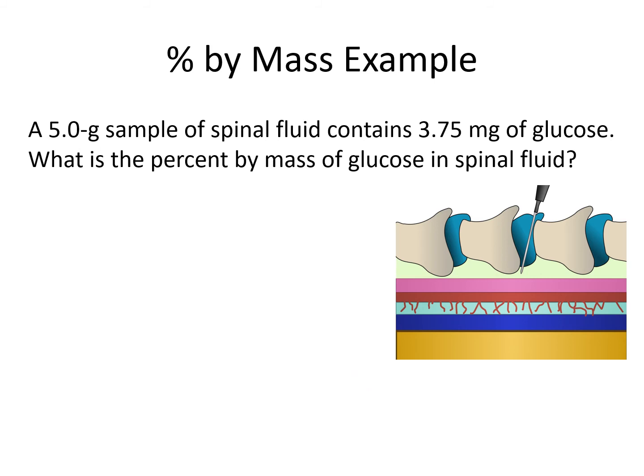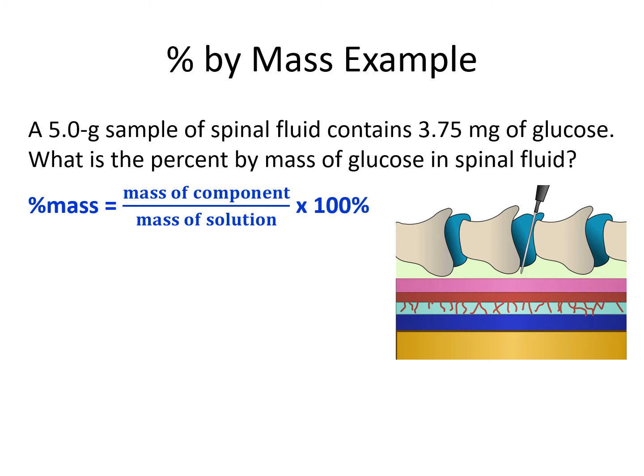So here's an example trying to find the percent by mass of glucose in spinal fluid. We're going to take the mass of the component, which is glucose, and divide by the mass of the solution, which is the spinal fluid, and then multiply by 100%. As we do this problem, the masses must be in the same unit as each other.